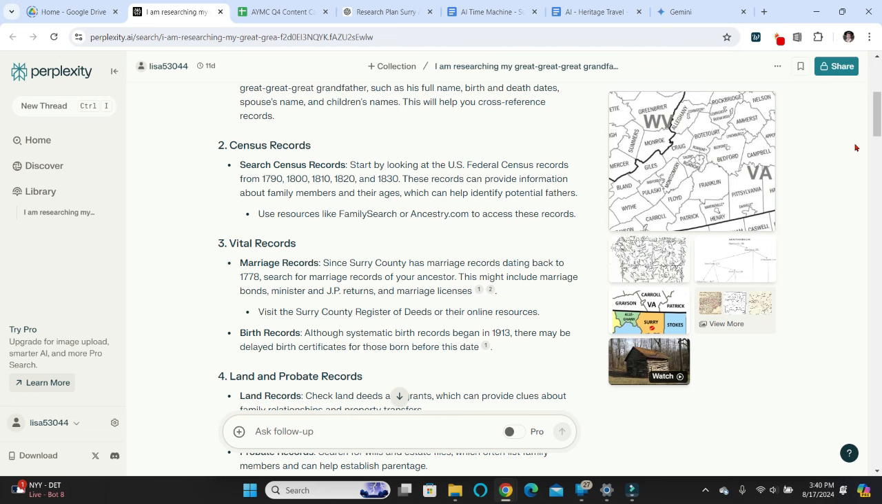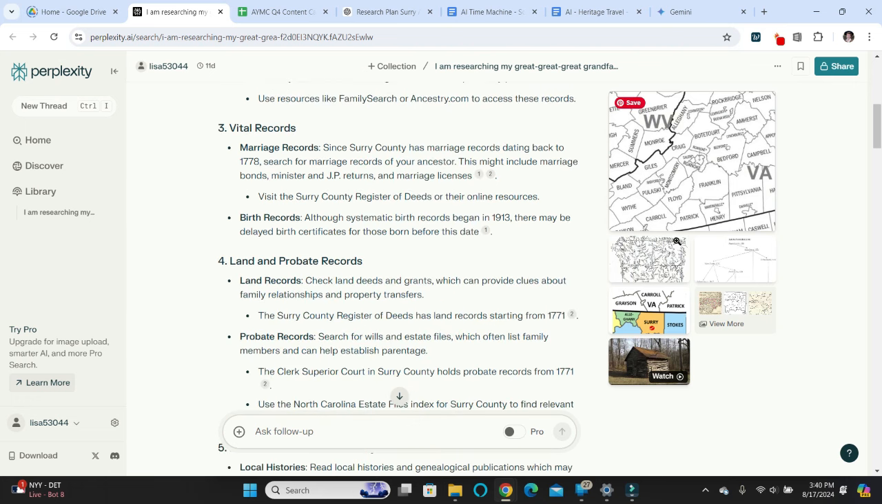Vital records, so it's telling me, okay, vital records. So, this is early. They have marriage records back to 1778, so I need to look for those marriage records there. Minister and the Justice of the Peace returns. I love that. This is telling me what types of records to look at, right?